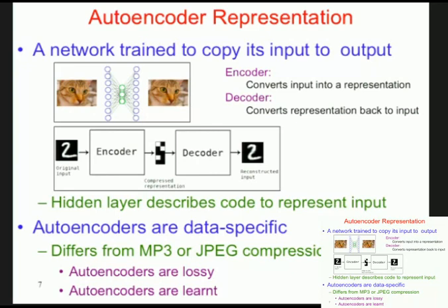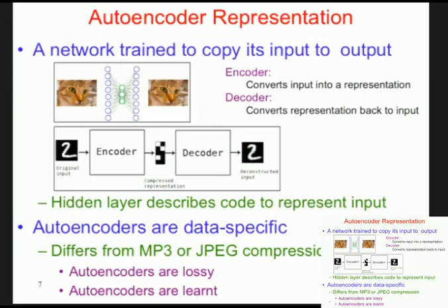Cats are too complicated because you're going to have RGB and lots of resolution, too much computing time needed. How about simply black and white scans of handwritten digits? So you would use an encoder to get a compressed representation, and a decoder to reconstruct the input, all right? So the hidden layer here describes the code to represent the input.